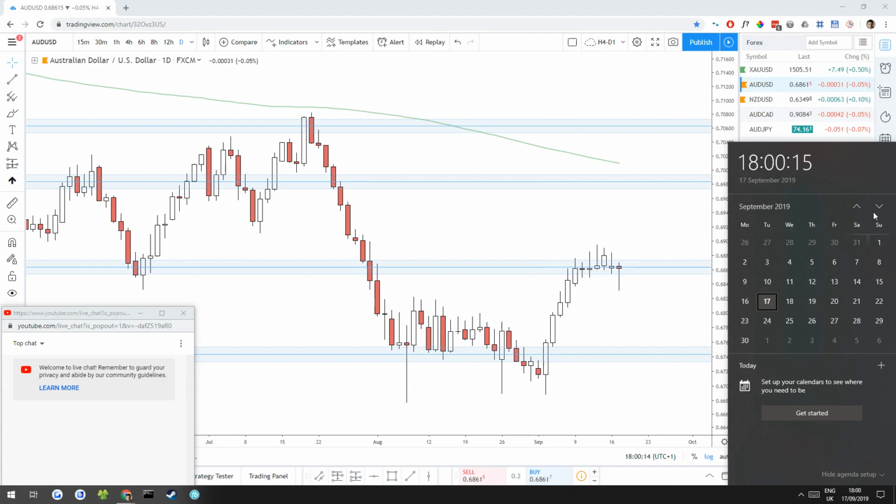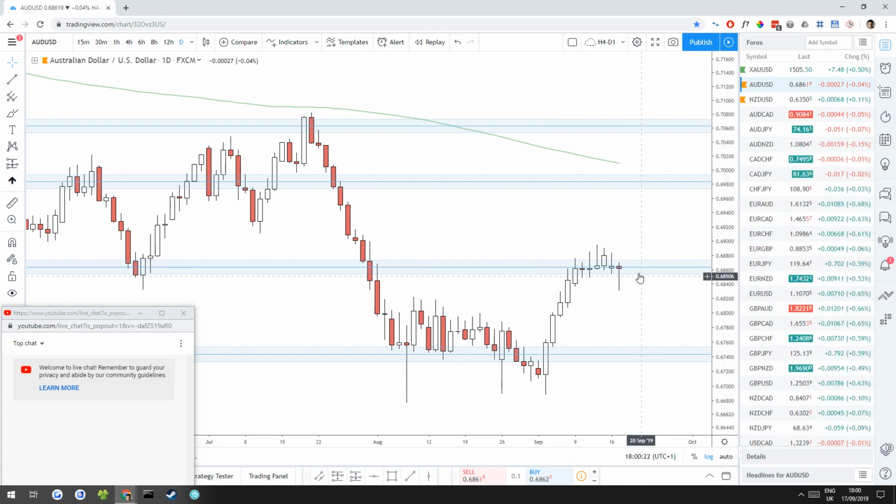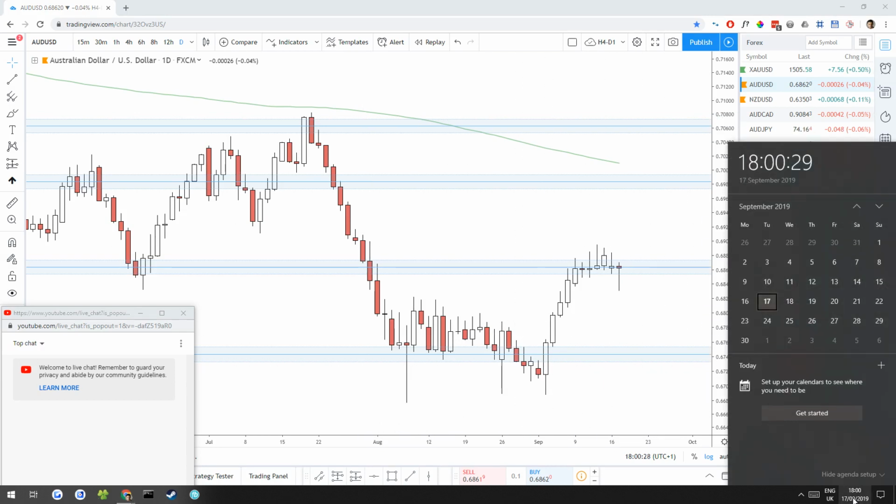Today is Tuesday the 17th of September 2019 and the time is 6 o'clock here in the UK. You're looking at an AUDUSD daily chart. We're starting a little later than our normal time. Normally we start these webinars at 10 a.m., but I have just got back from holiday, late in the afternoon, so we're starting this one in the evening. Without further ado, let's get into the webinar, guys.